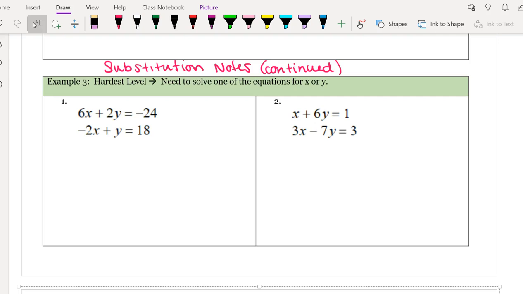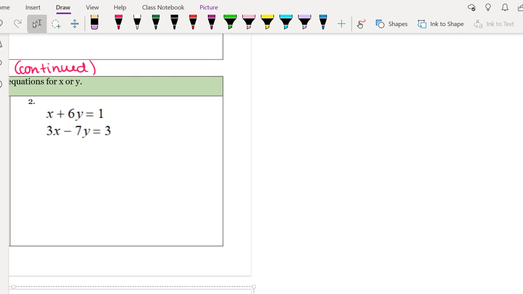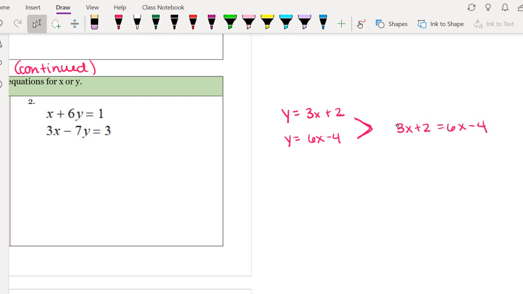Alrighty, so we're going to continue the substitution notes. In previous examples, when we went through substitution, we had questions that were easily substituted. So for example, if I had y equals 3x plus 2 and y equals 6x minus 4, we could just say that 3x plus 2 is equal to 6x minus 4. That was the easy version.